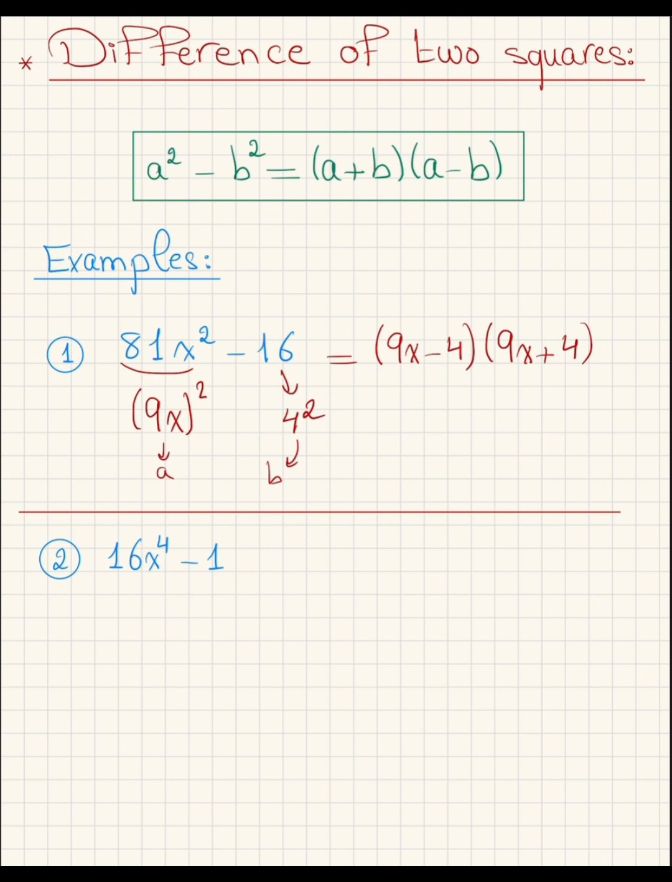In exercise 2, we repeat the same process. So there is a difference in between. And of course, again, there is no common factor here between 16 and 1.